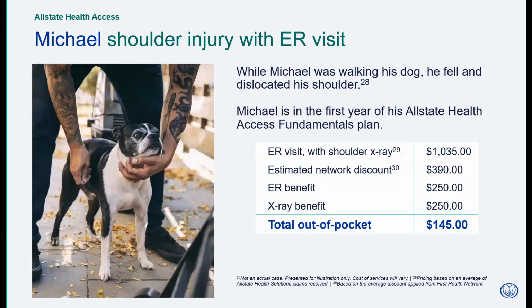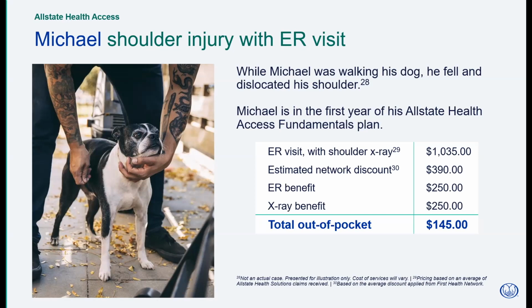Let's go ahead and look at an example here. This hopefully is going to bring it all together for you. Now, Michael here was walking his dog. He fell and dislocated his shoulder. He does have an Access Fundamental plan. Michael went to the ER for treatment. During this treatment, his visit cost him $925 and his x-ray cost him $110. That's a total of $1,035.